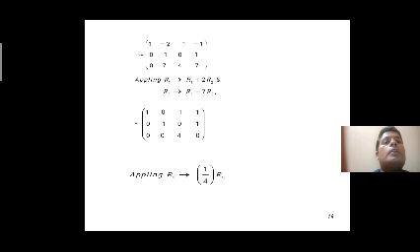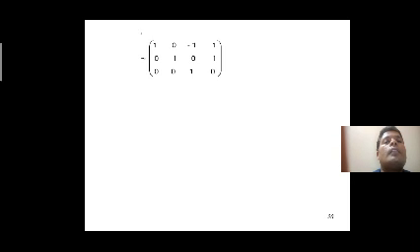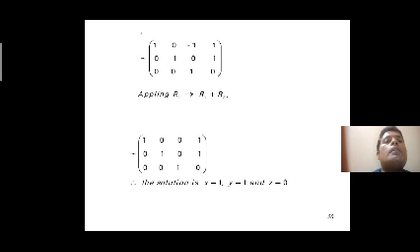Applying R3 gives 1 by 4 R3. We get 1 0 minus 1 1, 0 1 0 1, 0 0 1 0, and finally applying R1 gives R1 plus R3. We get 1 0 0 1, 0 1 0 1, 0 0 1 0. Therefore the solution is x equal to 1, y equal to 1 and z equal to 0.